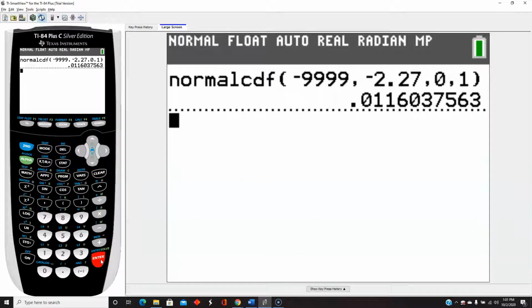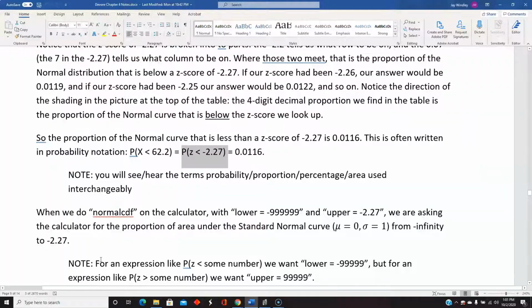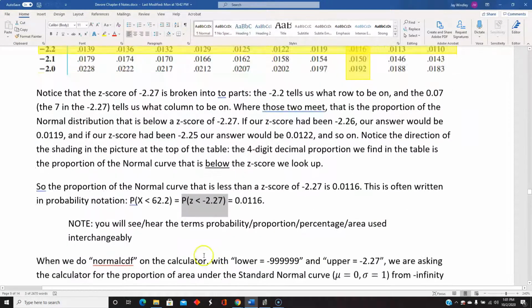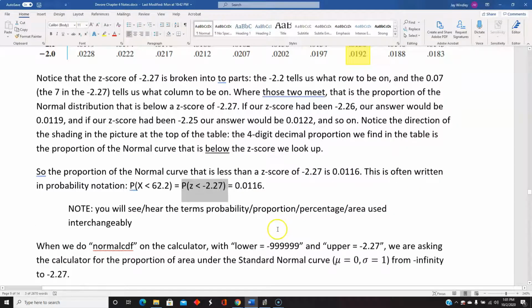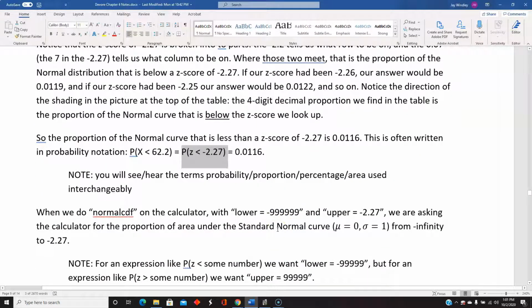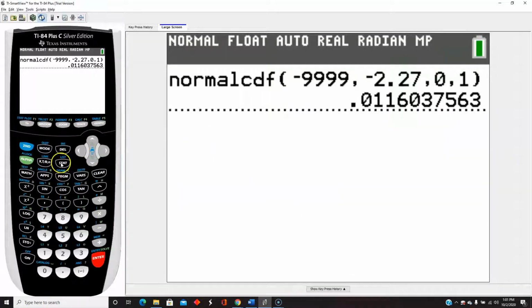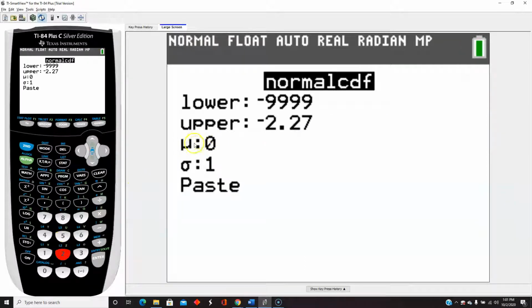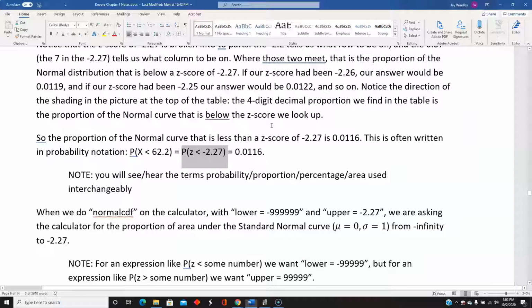And the calculator gives me the exact same 0.116 that was on the table. The same 0.116 that was on the table right there. Notice also, because we subtracted the mean and divided by the standard deviation, we have on here the mean set to 0 and the standard deviation set to 1. So you always want the mean at 0 and the standard deviation 1 if the number you're putting in here is a z-score.